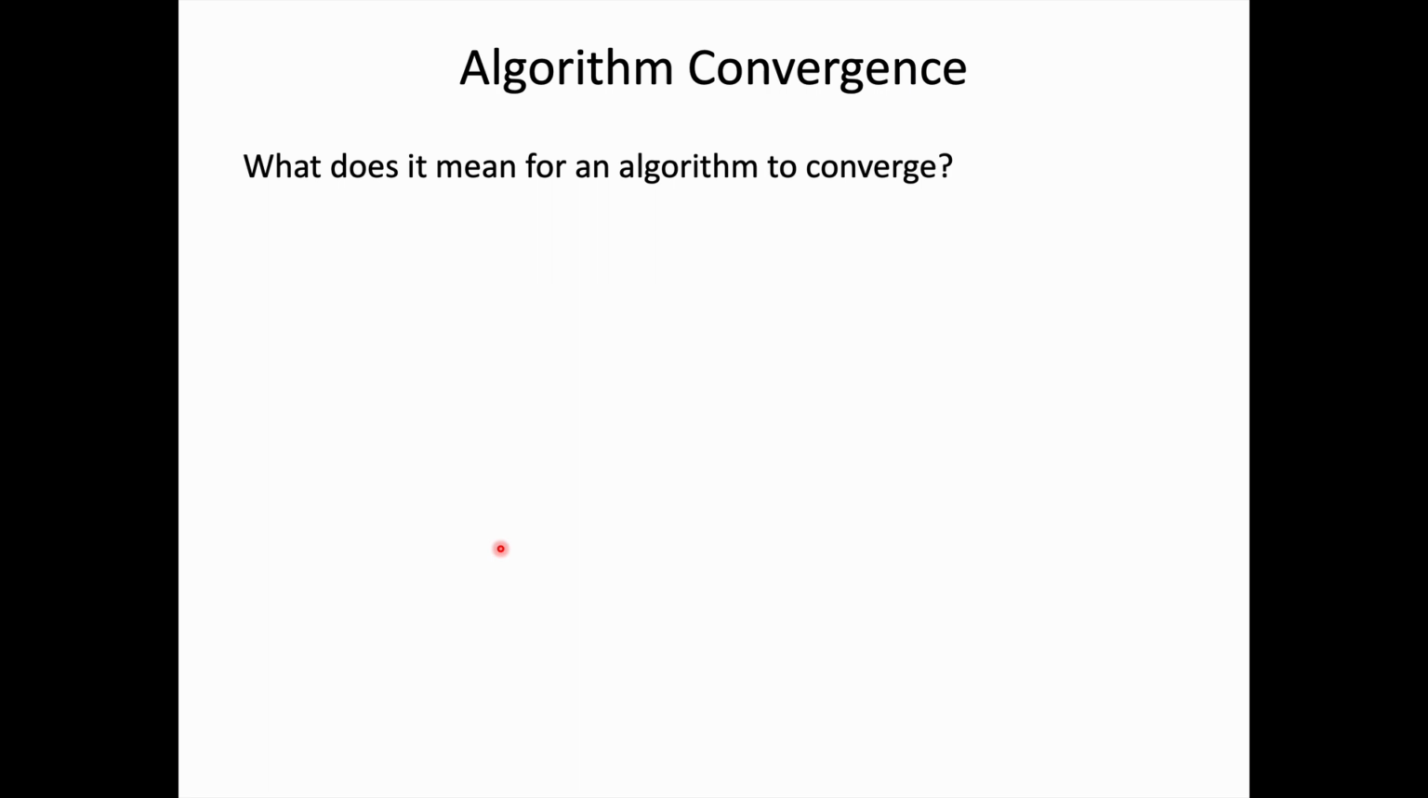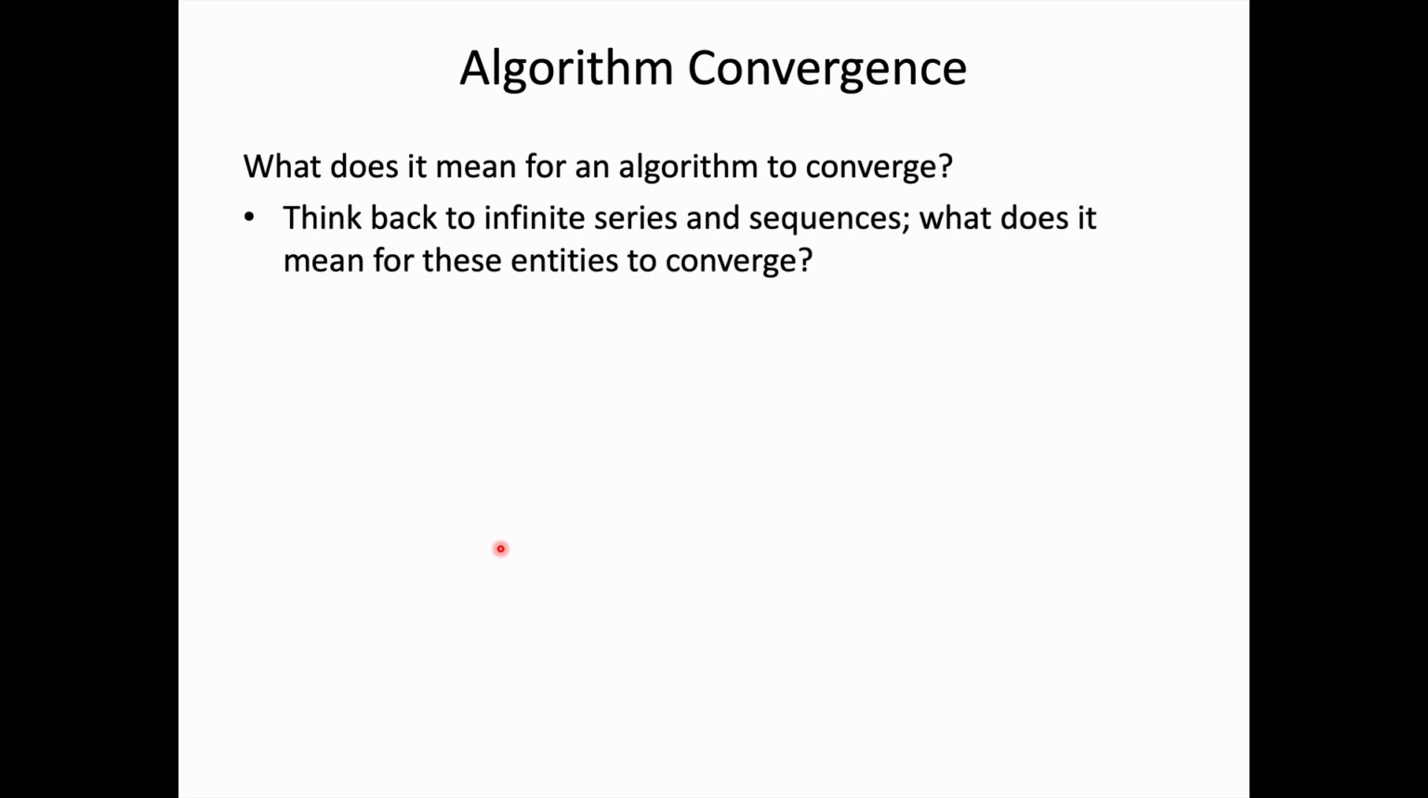First, let's talk about the idea of algorithm convergence. What does it mean for an algorithm to converge? Think back to when you took your course in Calculus 2 and you went through infinite series and sequences. What does it mean for an infinite series or sequence to converge? For example, what about the Fibonacci sequence?